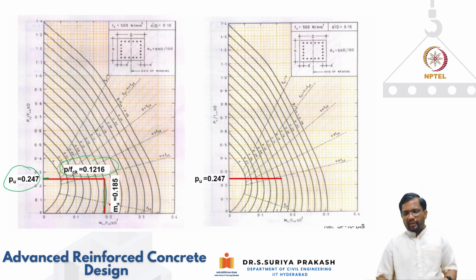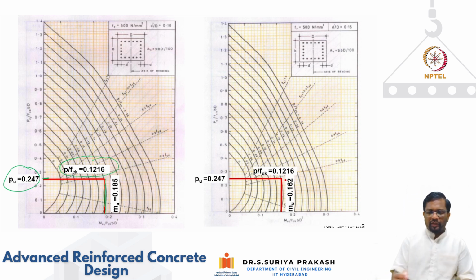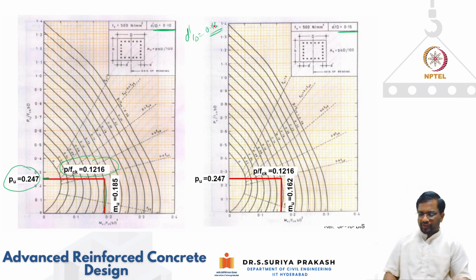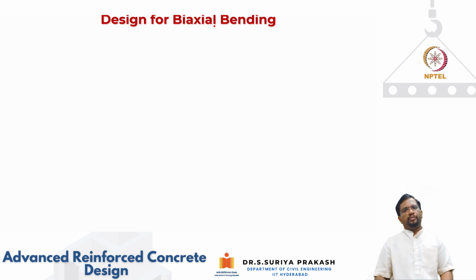Similarly, I do the same thing for d prime by d equal to 0.15, right? So you get 0.162. Again, this is valid for 0.1, 0.15. Now we will need d prime by d equal to 0.13 or so. So again, you do the interpolation and you find out what is Mux1 and Muy1. Now we got the uniaxial bending moment capacities. We know the demand. Only alpha n we need.